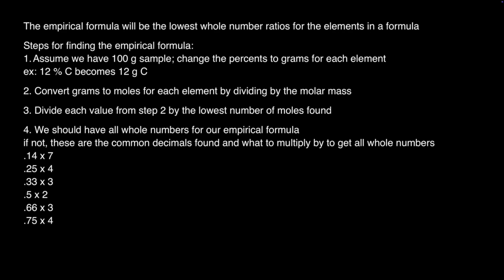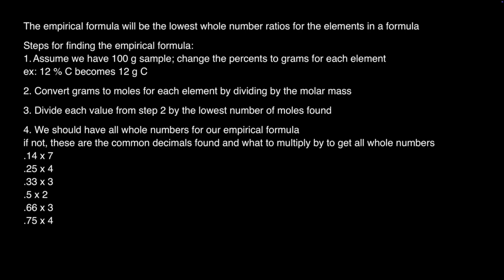We're not going to actually change the values because if we have 100%, that can also be 100 grams. For example, 12% carbon becomes 12 grams of carbon. We then convert grams to moles for each element by dividing by the molar mass. With all the mole values found, we will divide each by the lowest number of moles to have all whole number ratios for our empirical formula.